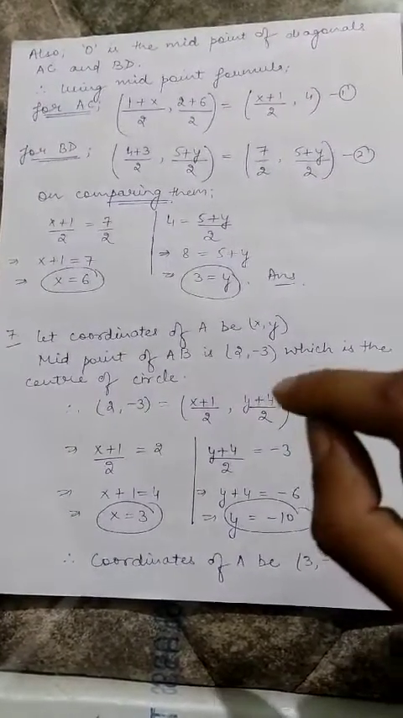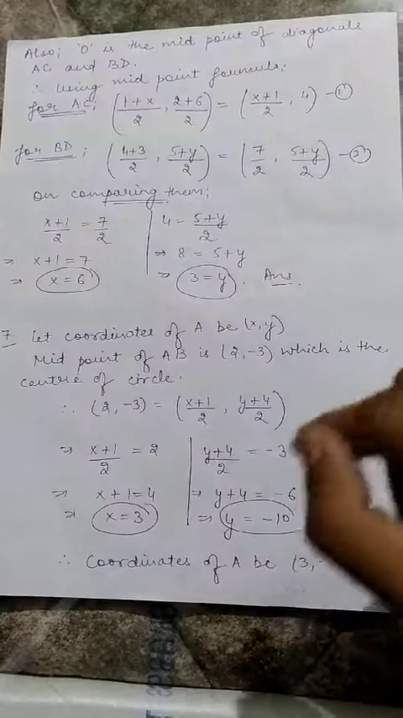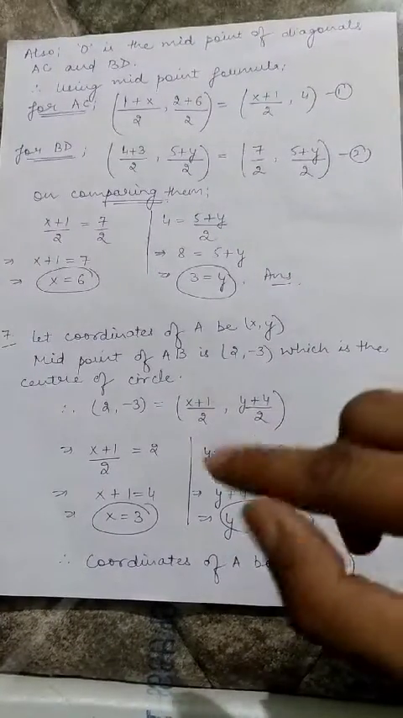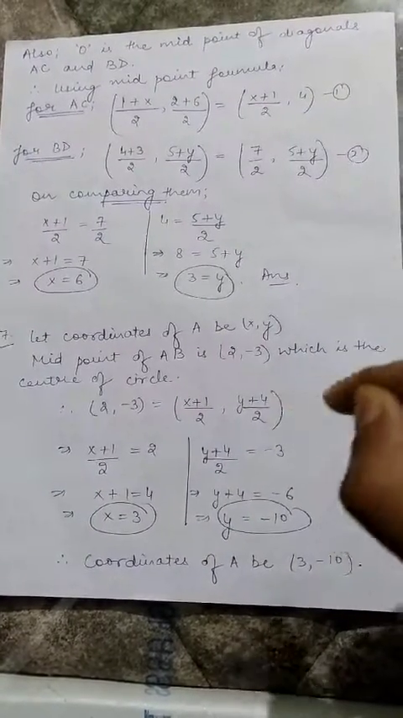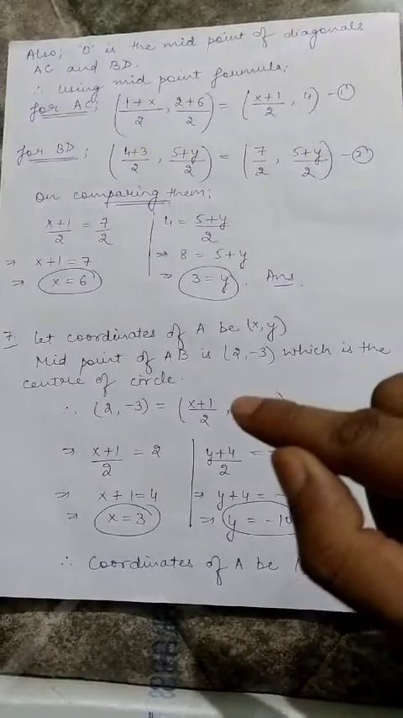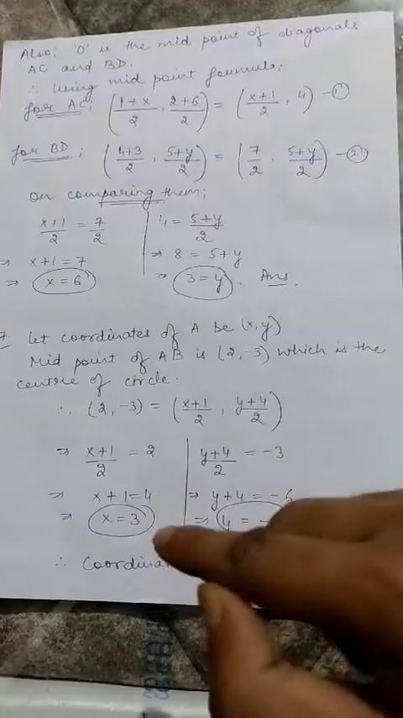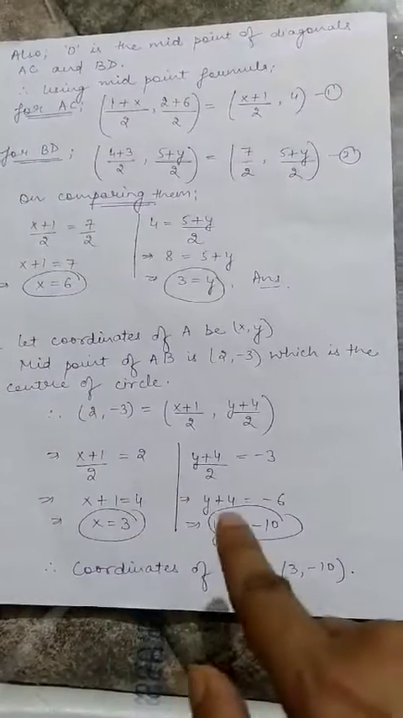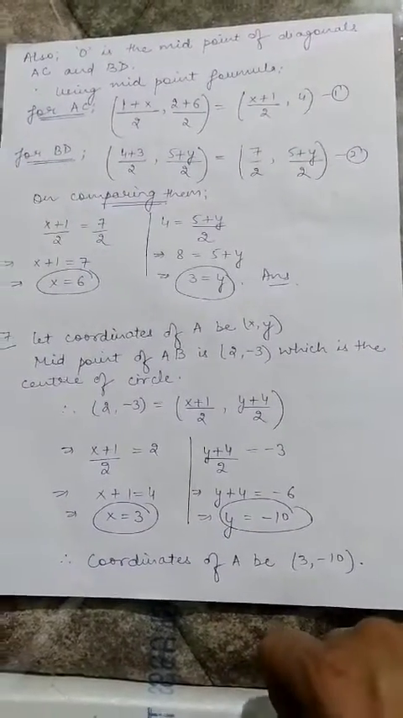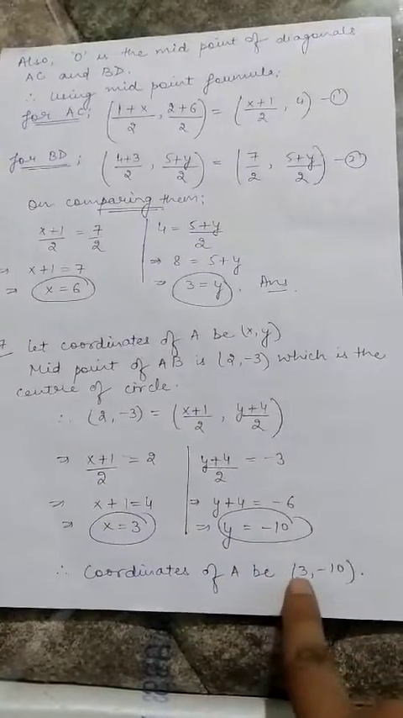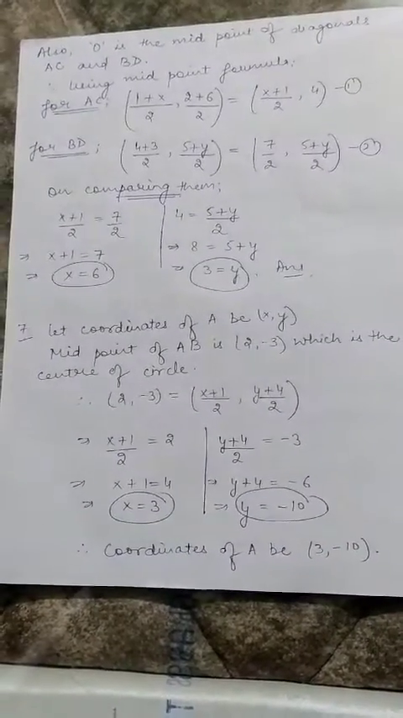So the center of the circle is equal to the midpoint of the two given points, that is (x+1)/2 and (y+4)/2. On comparing, we get the value of x equal to 3 and y equals -10. So the coordinates of A will be (3, -10).